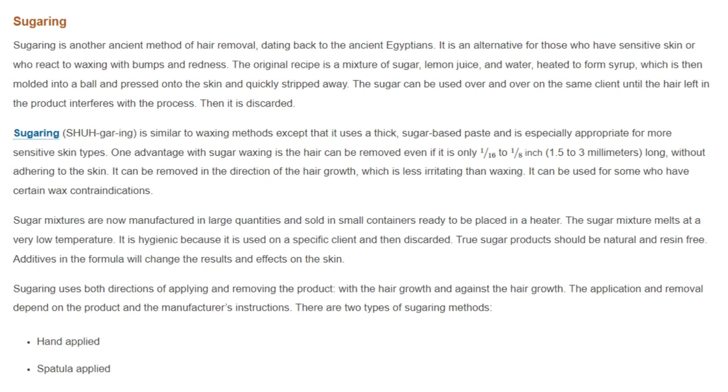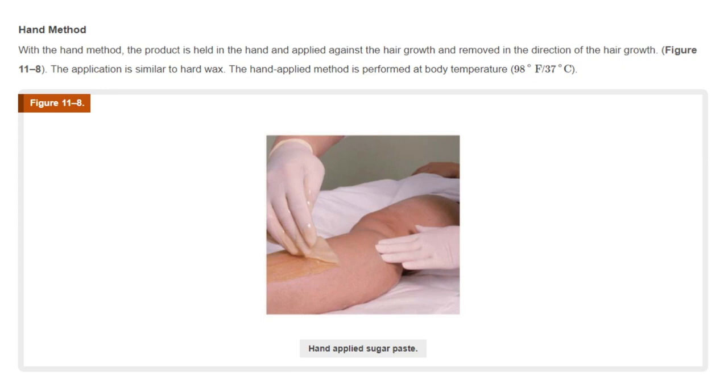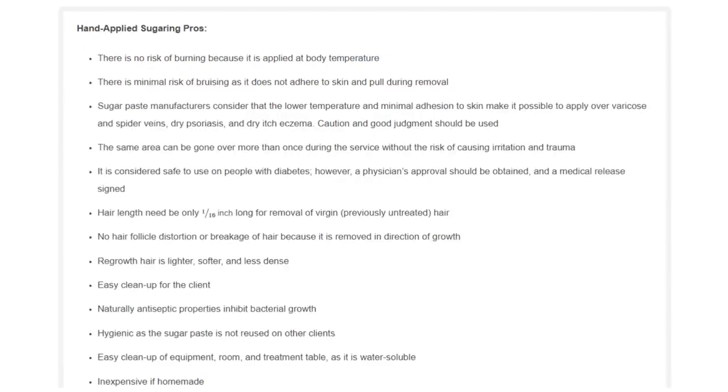There are two types of sugaring methods: hand applied and spatula applied. Hand method. With the hand method, the product is held in the hand and applied against the hair growth and removed in the direction of the hair growth. Figure 11.8. The application is similar to hard wax. The hand-applied method is performed at body temperature, 98°F/37°C. Figure 11.8. Hand-applied sugar paste.